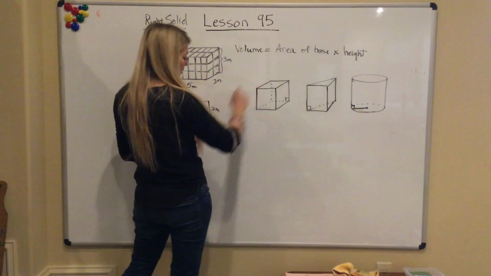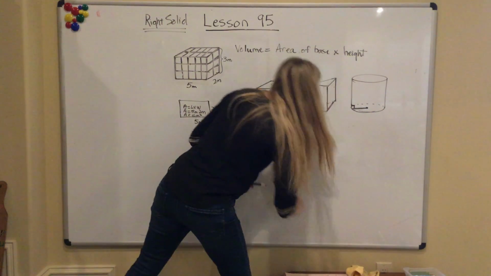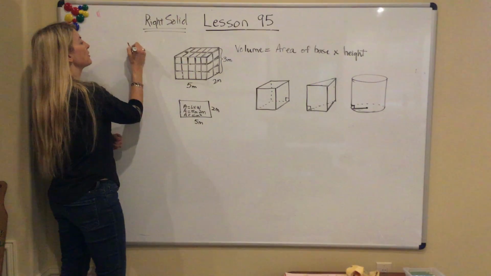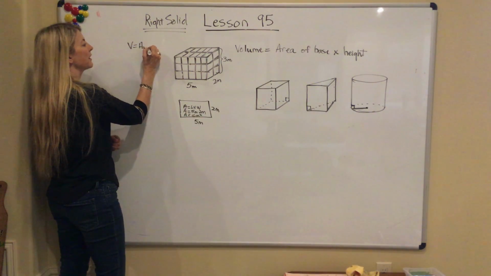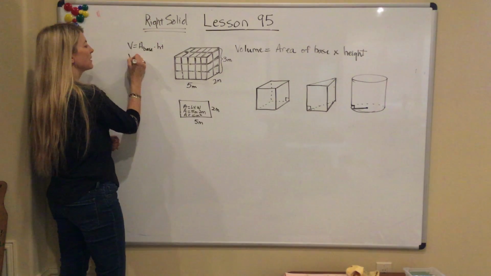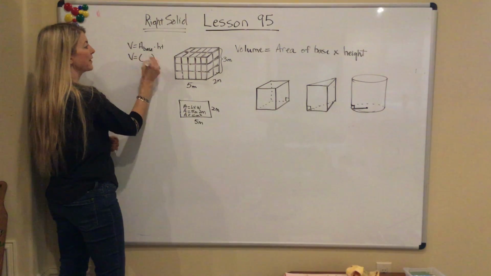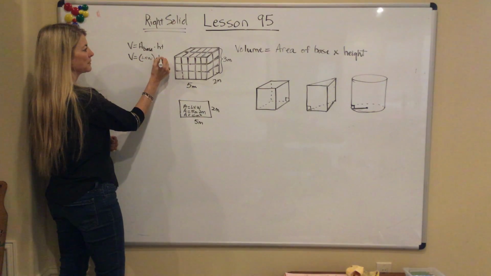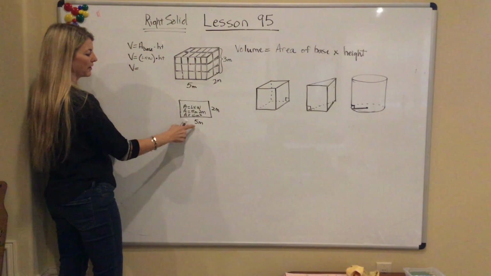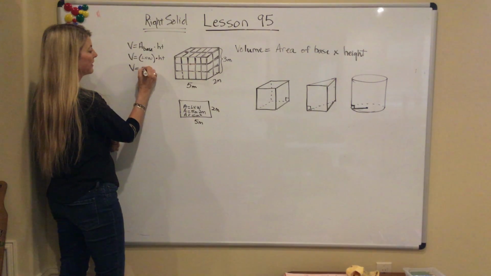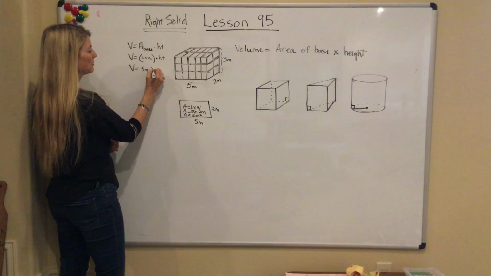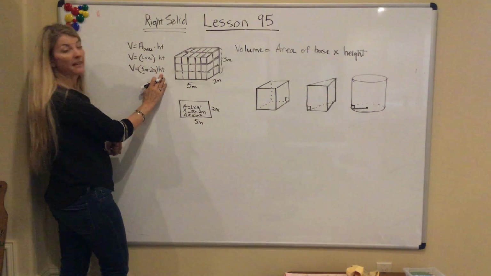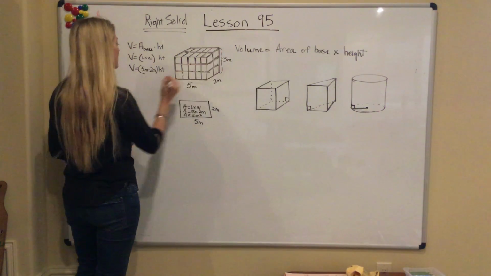So if we were using our formula, and actually I think you guys can see over here, I'm going to write it over here. So volume equals area of the base times the height. Volume equals the area of the base, which would be length times width, times the height. Okay, so the volume would equal 5 meters times 2 meters. Okay, and then we've got to multiply that by the height. So the height of this is 3 meters.